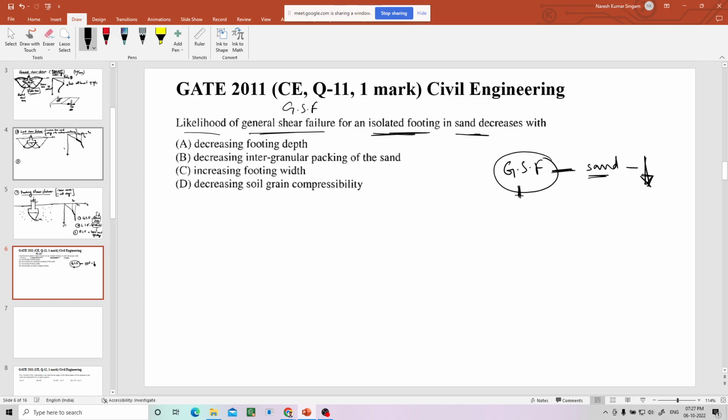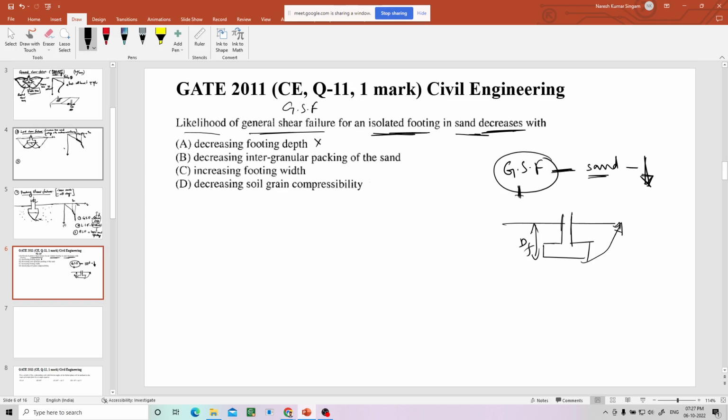When will it be low? When will it be decreasing? Decreasing footing depth. If you decrease the footing depth, the failure surfaces will reach the ground surface, so general shear failure will happen. So this is wrong, because by decreasing the footing depth, the likelihood of general shear failure will increase. General shear failure will not decrease with decreasing footing depth.